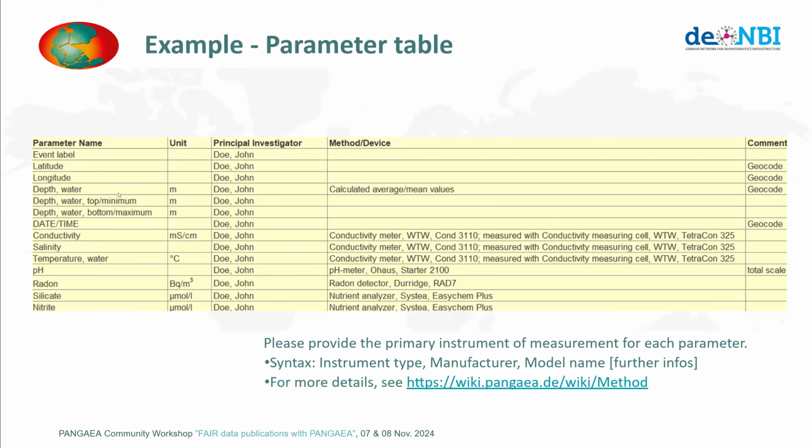And you can see that you add the full parameter names there, the unit, the principal investigator. Of course, the principal investigator could be different for different parameters if you have a mixed data set. And then you add the method and device that you use to measure the data. We also have a certain syntax there, so please provide this information for the primary instrument as instrument type, manufacturer, and model name, and you can also find more information on our help pages about that.